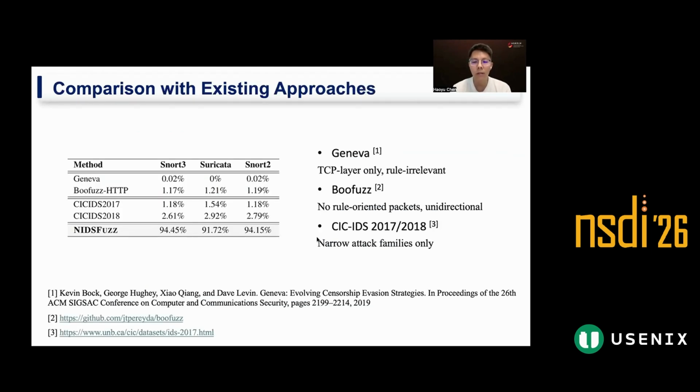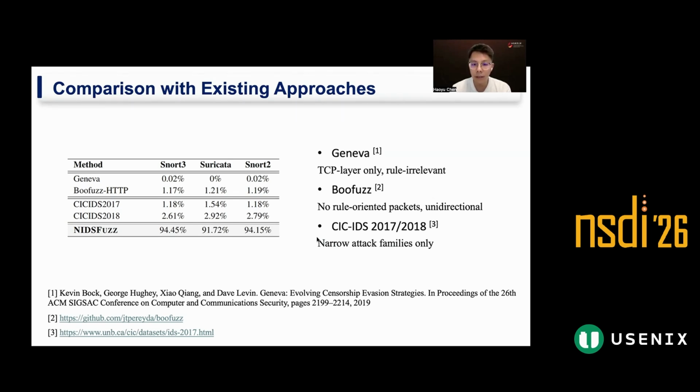We compared NIDSFuzz with existing tools and datasets. Geneva is a state-of-the-art evasion fuzzer. It operates only at the transport layer, so it cannot exercise application layer rules. UFuzz is a general-purpose fuzzing framework. It can mutate protocol messages, but it does not generate packets from detection rules.